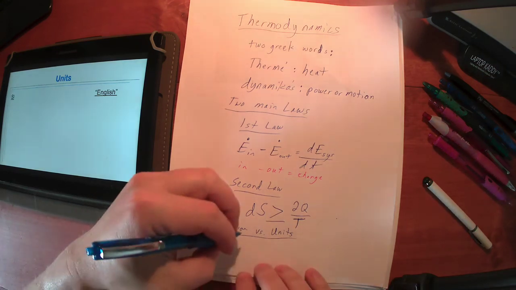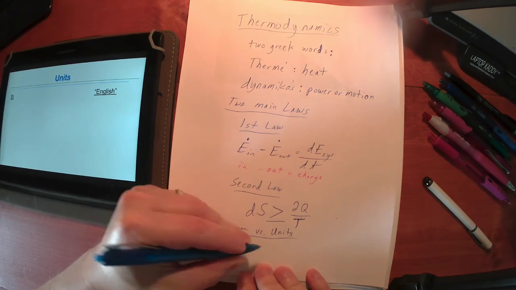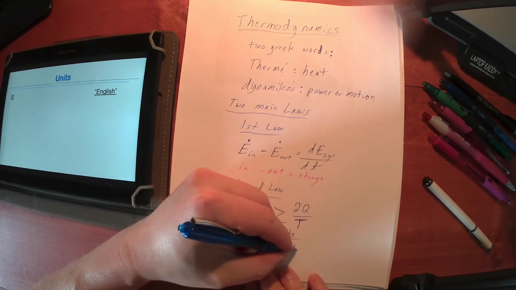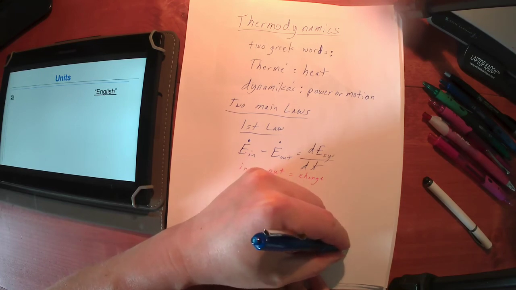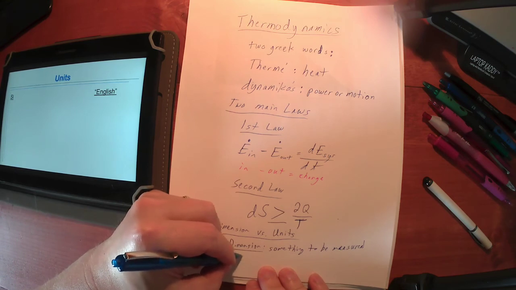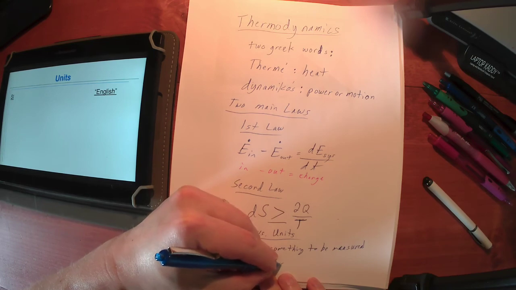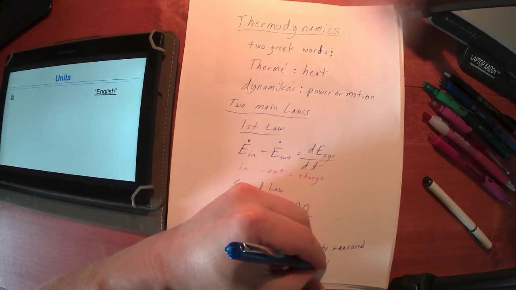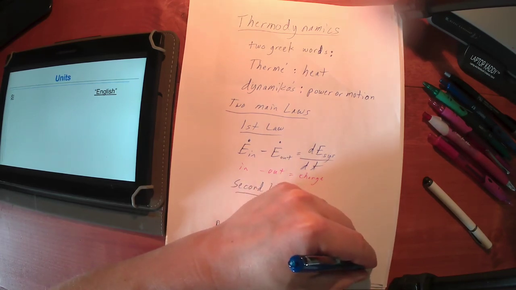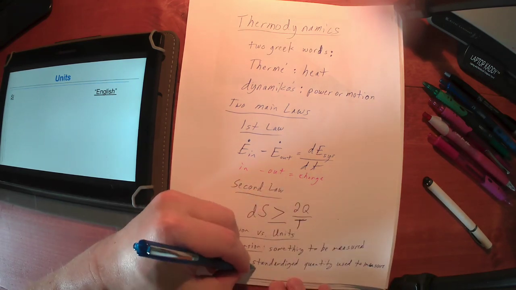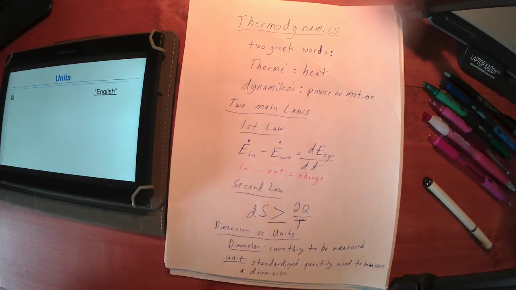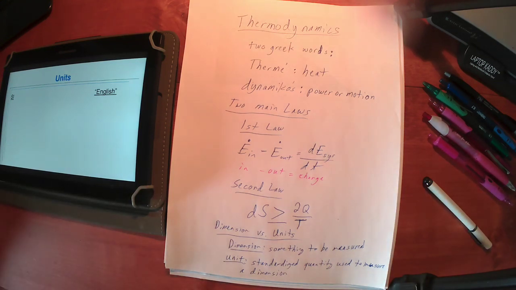Okay, you got it? All right, so roughly, this is how I think about it. A dimension is something to be measured. And a unit is a standardized quantity used to measure a dimension. So what does that mean? Well, a meter is the standard unit that we would measure length. Now here in the United States we also use feet and inches, but everywhere else in the rest of the world would use a meter or some variation of the meter, a centimeter or a kilometer, etc. Okay? So a meter would be a unit, dimension would be length.